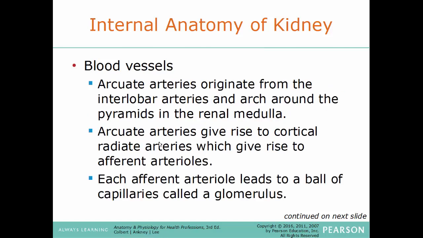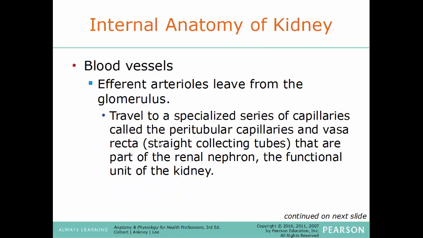The arcuate arteries originate from the interlobar arteries and actually arch around the pyramids in the renal medulla. The arcuate arteries will give rise to the cortical radiate arteries, which give rise to the afferent arterioles. It's these afferent arterioles that will lead to the main filtering unit of a kidney, called the glomerulus. The efferent arterioles will leave the glomerulus. Afferent and efferent are very easy to get confused. Anything that's afferent is arriving at a structure. Anything that's efferent is exiting a structure. And those are terms that are general in anatomy. They aren't particular to the kidneys at all.